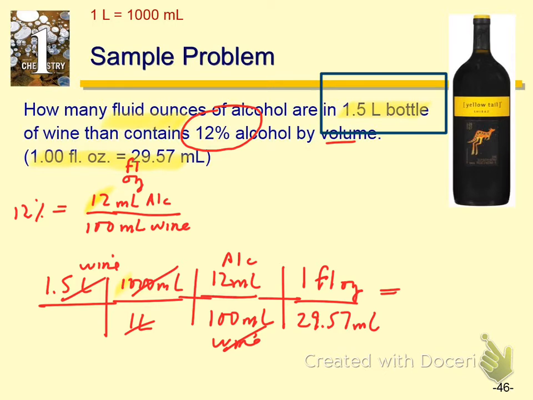Okay? Anything on the top is a multiplier, anything on the bottom is a divisor. I'm going to put this in: 1.5 times 1,000 times 12 divided by 100 divided by 29.57.